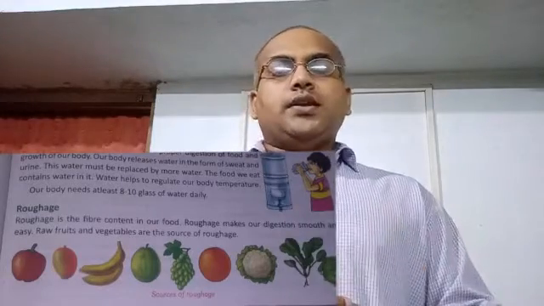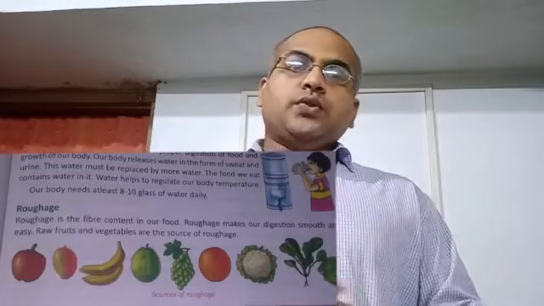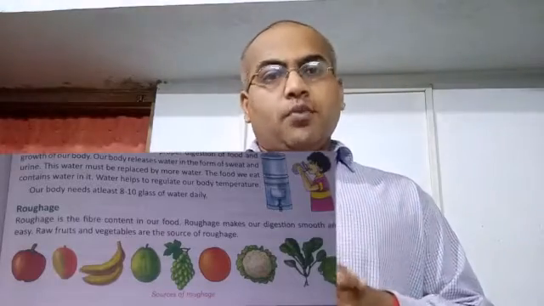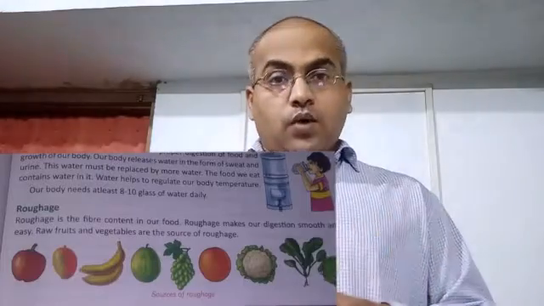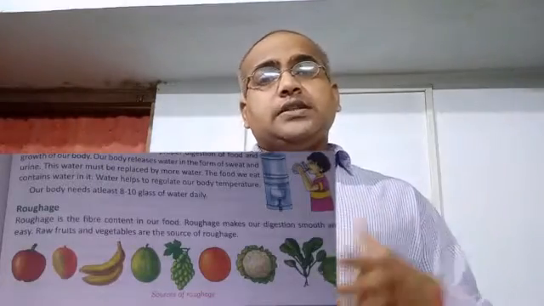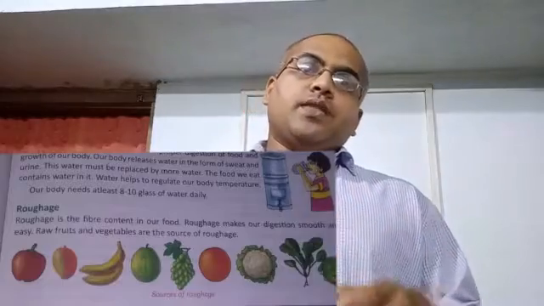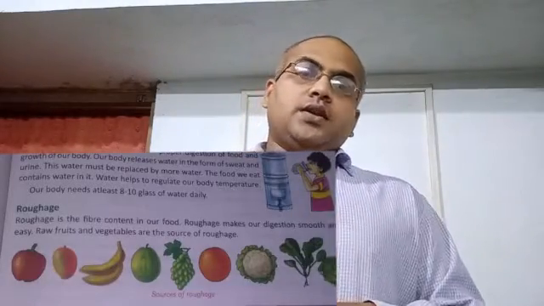Next comes water. Water is very important for digestion, and also it maintains the temperature of our body. 70% of our body is made of water, and we get water from fruits, vegetables, pulses, and different types of food items we are taking in.